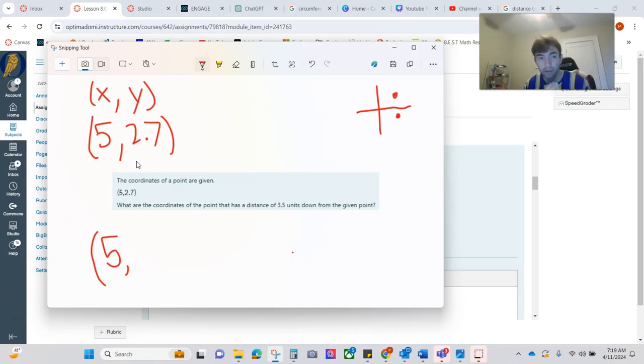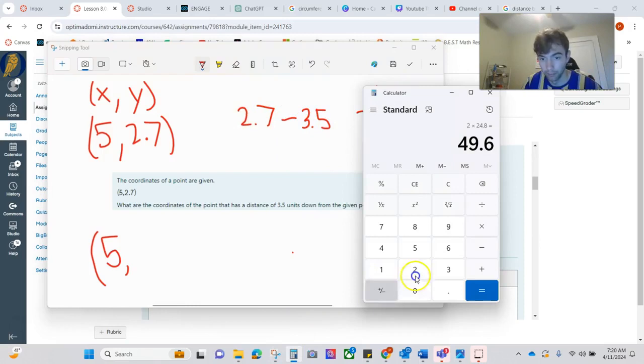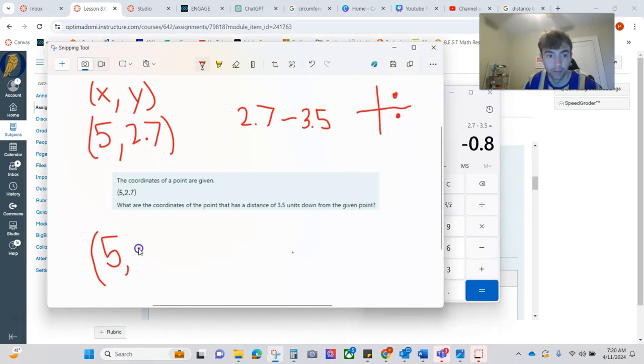Now we don't have a graph with this question, but I think we could figure out how to find the answer without the graph. So we start at 2.7, and we go down 3.5. What kind of math is going down? Or losing? Yep, minus. 2.7 minus 3.5 is -0.8.